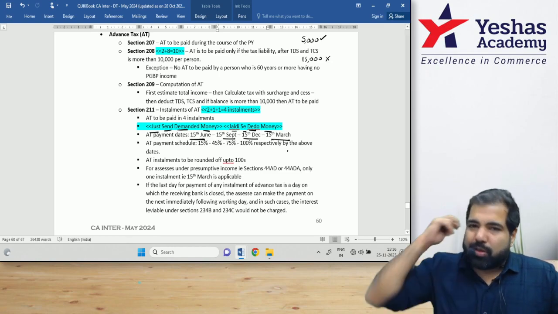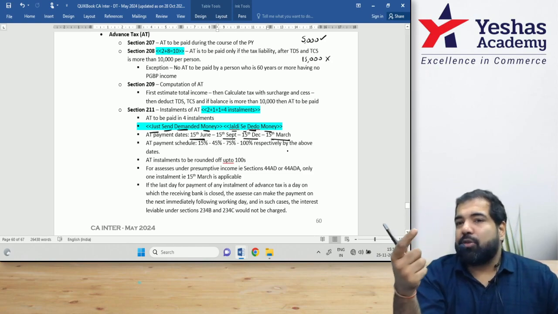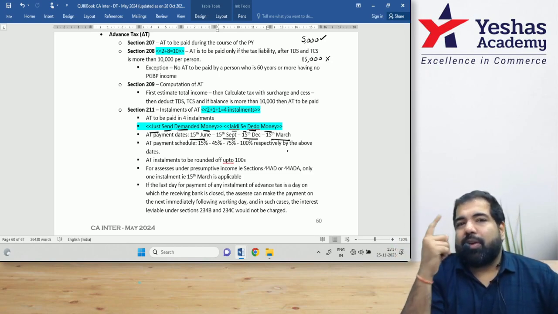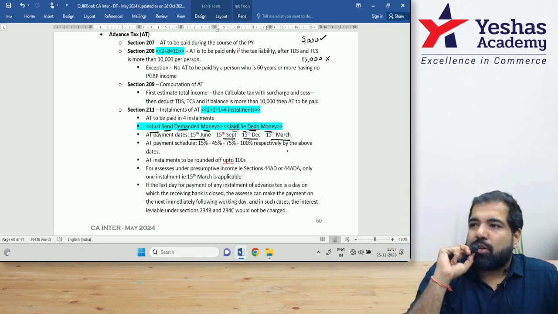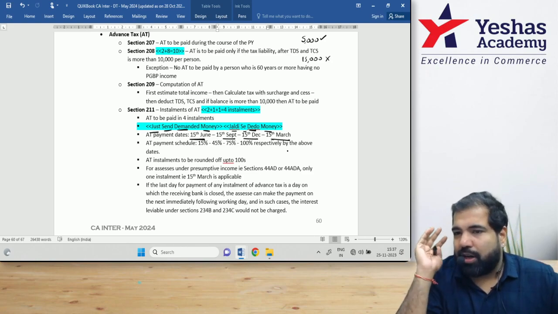Next, guys, for people who are 60 years or more, there is no advance tax, unless they are doing PGBP. And presumptive tax people will only pay the last installment, that is of March. Are we okay with this, guys? This is called advance tax.